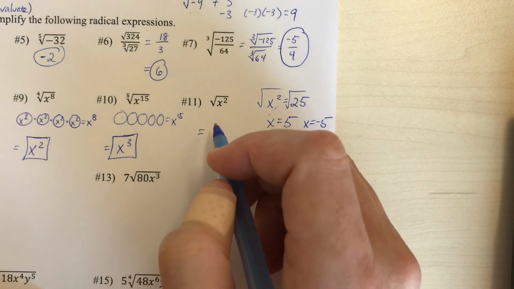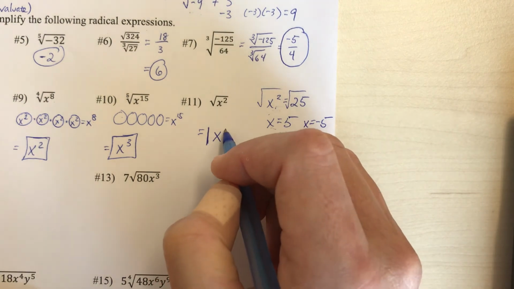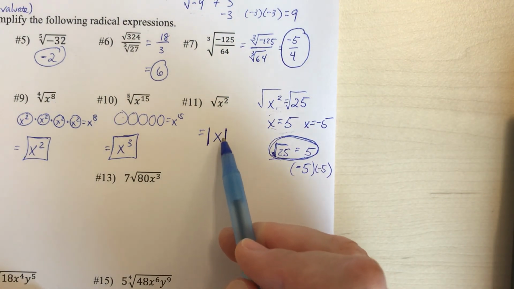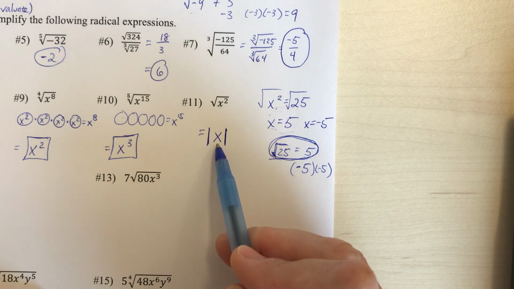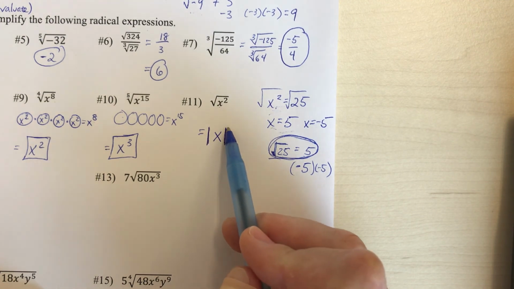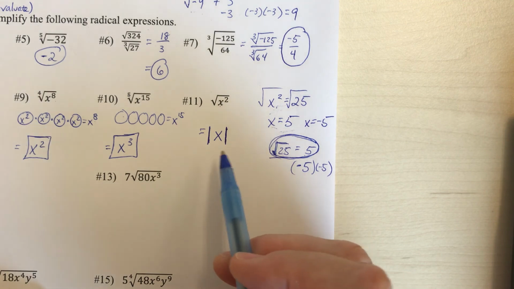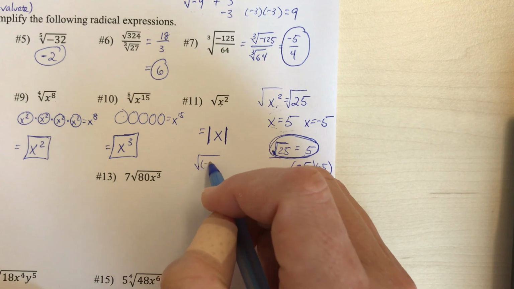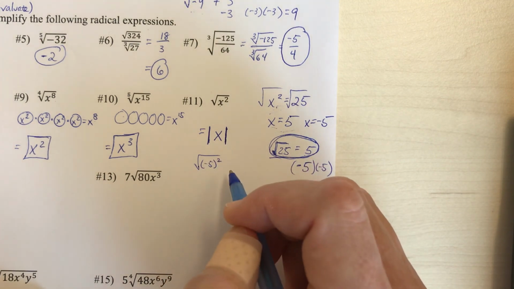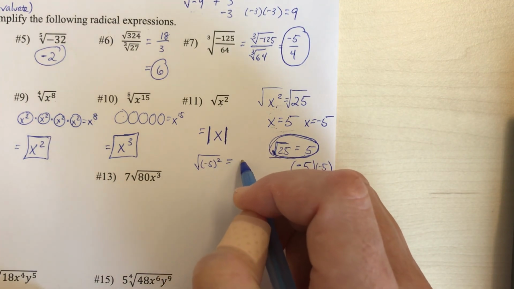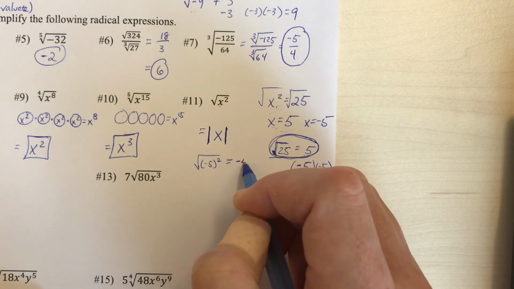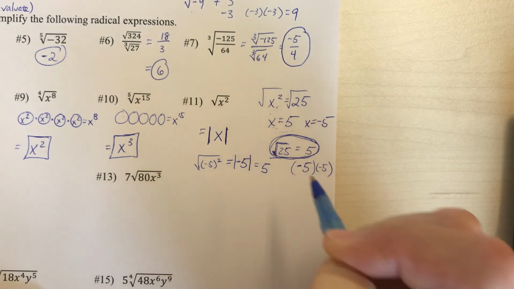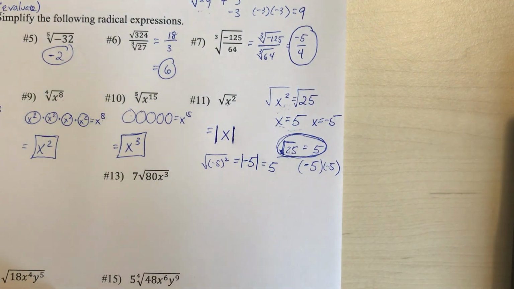The square root of x squared, though, is actually equal to the absolute value of x. Since we need this to end up as a positive value, we're going to use the absolute value because, again, if x was negative, if this was negative 5, the square root of negative 5 squared would still give us positive 5. It wouldn't give us negative 5 for that. And that is the end of part 1.